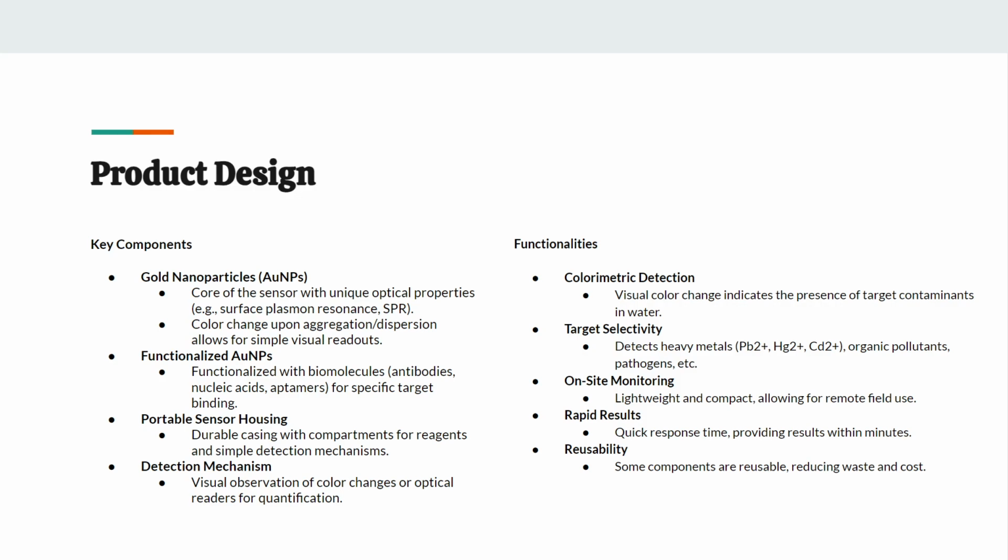When these nanoparticles aggregate or disperse, they change color, providing a simple and effective visual readout for detecting contaminants using colorimetric detection. A visual color change indicates the presence of target contaminants in water. Functionalized AuNPs: the functionalization of gold nanoparticles with various biomolecules is what makes them versatile in biosensors. They can be antibodies, nucleic acids, or aptamers, which give the sensors the ability to recognize and find specific targets with high selectivity.